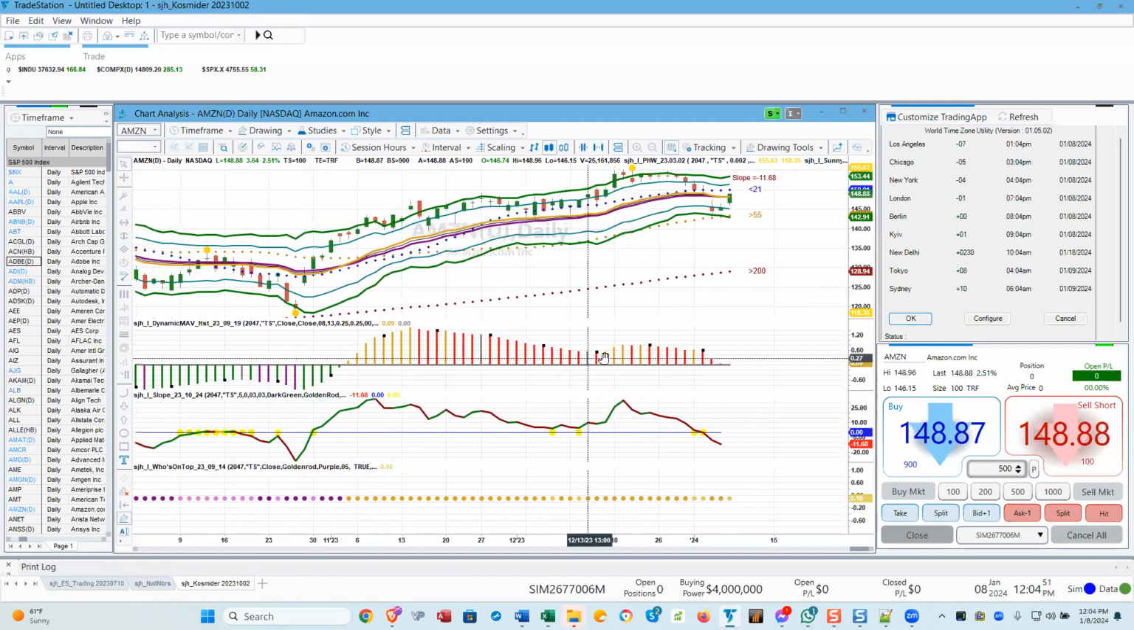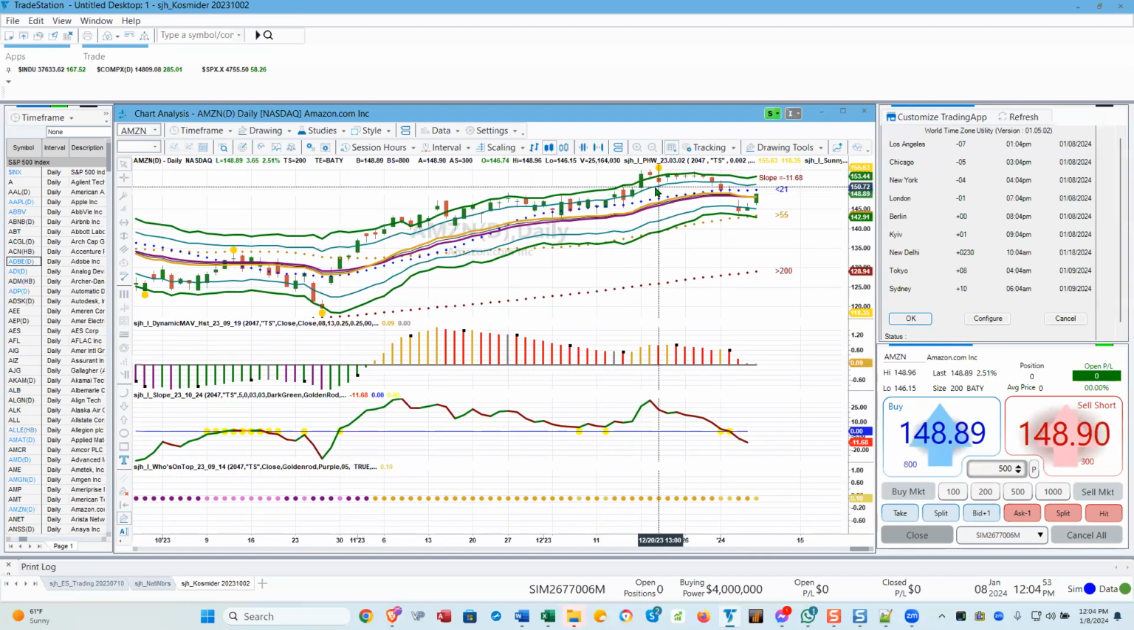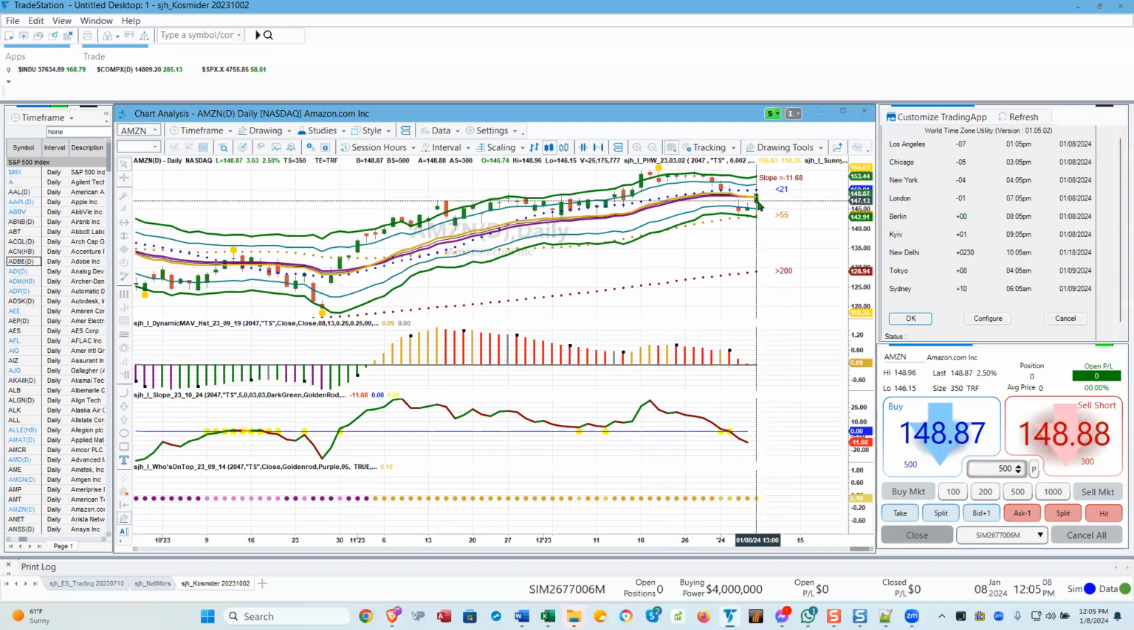So we've got a buying opportunity for a run to 155.66. And we're right now at 148.92. So we've got almost 20 points there from here to here.